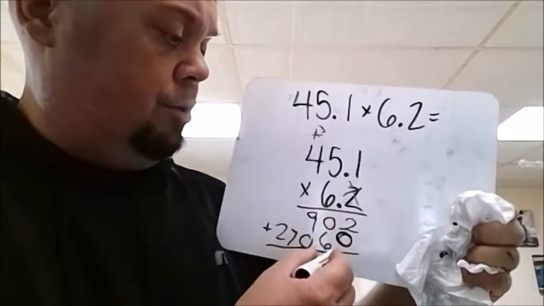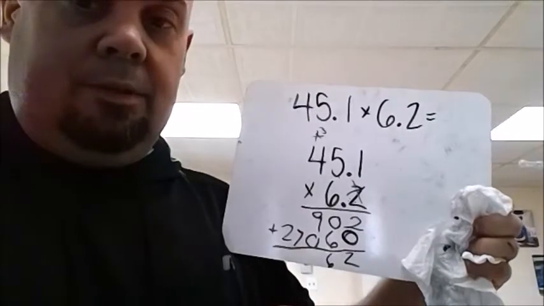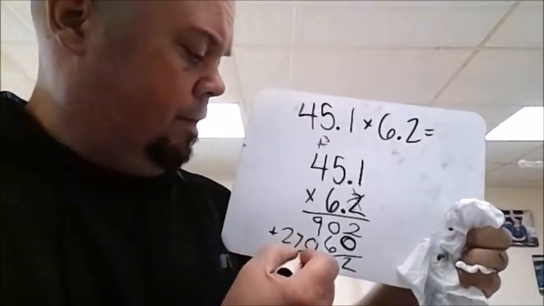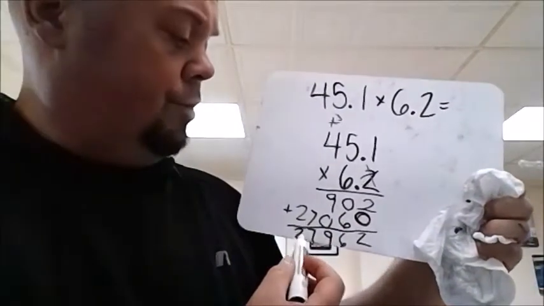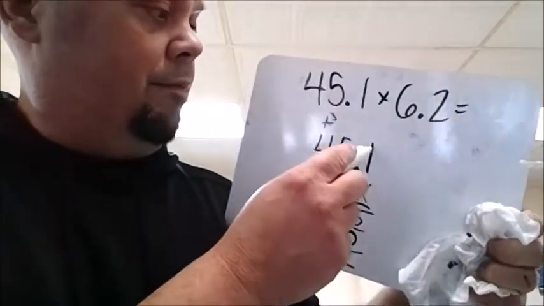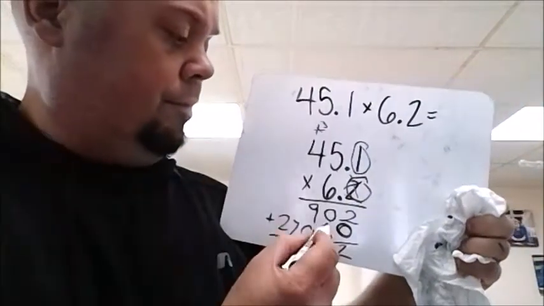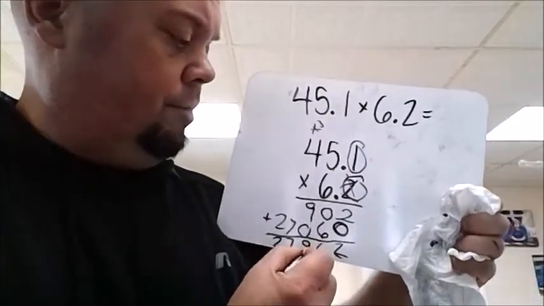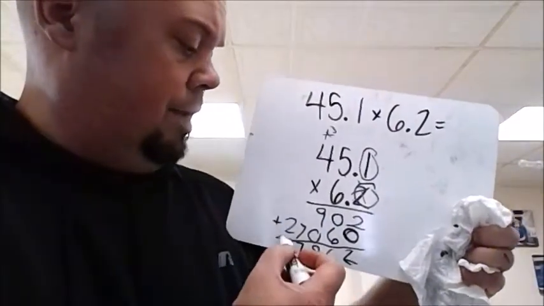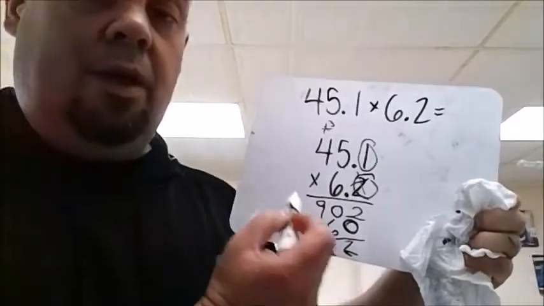2 plus 0 is 2. 6 plus 0 is 6. 9 plus 0 is 9. 7 and 2. So we got 27962. Now we're going to go back up above, and I've got 2 digits behind a decimal. So I want 2 digits behind a decimal in my answer. So the 6 and 2 would be behind the decimal, making our answer 279 and 62 hundredths.